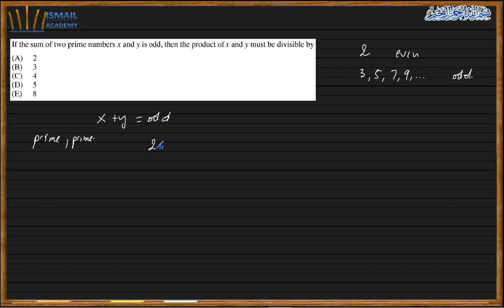So what do we have? We have 2 plus y is odd. So if I take the product of x and y, of course I will have 2 times y as the product, then it's even, so it's divisible by 2.